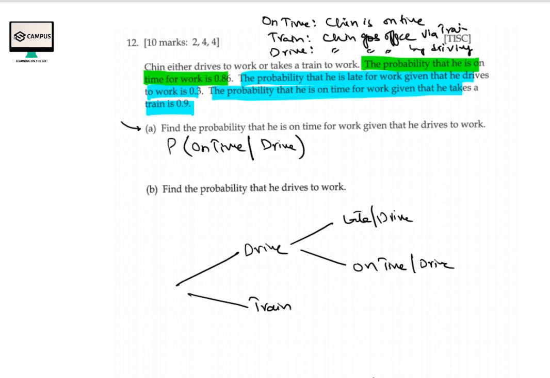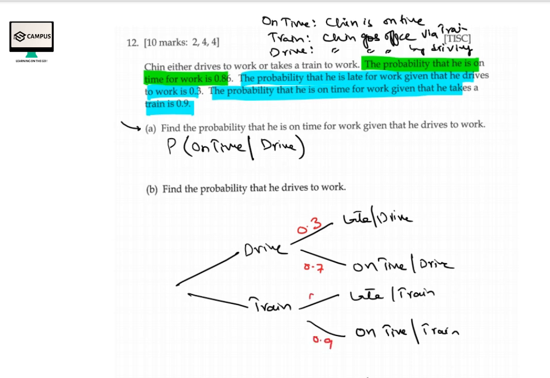However, these probabilities are known to us. The probability that he is late for work, given that he drives, is 0.3. And since late and on time are complementary events, if he is late 30% of the time, that means he is on time 70% of the time. So this is 1 minus 0.3, so this is 0.7, right? And similarly for when he takes a train. So he can be late given that he takes a train, or he can be on time given that he takes a train, right? So the probability that he is on time given that he takes a train is 0.9.